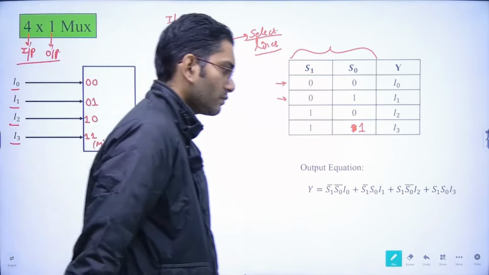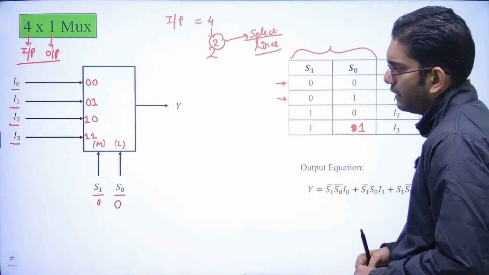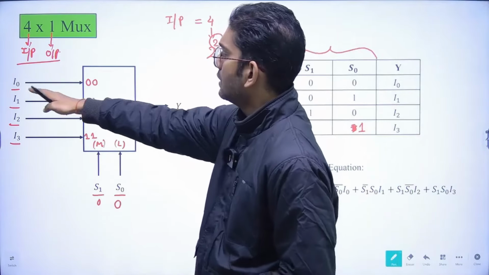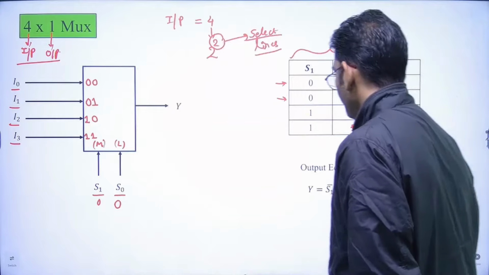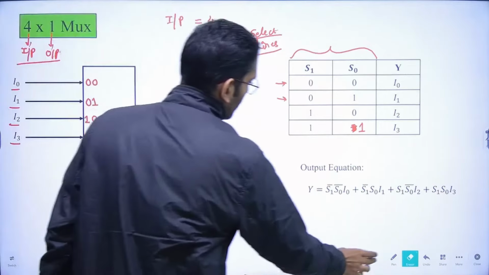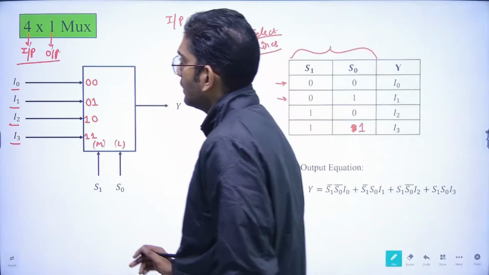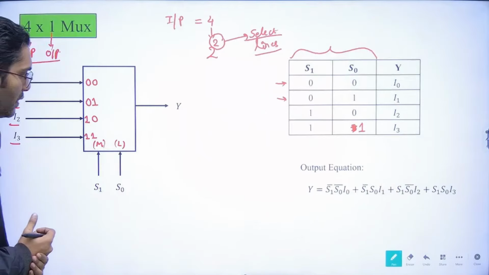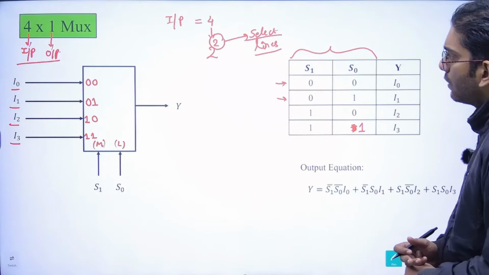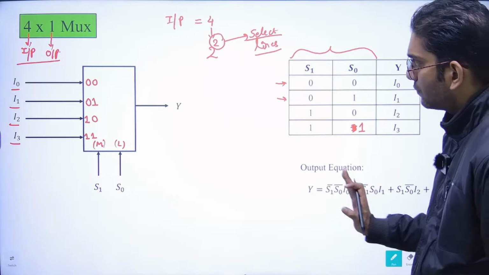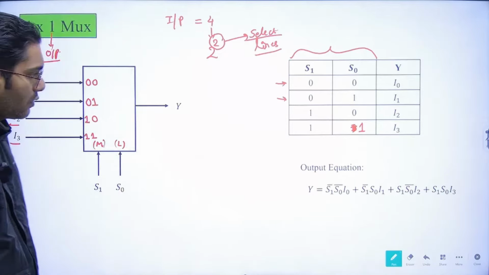So these are basically the possible combinations: depending upon the values of the select lines, these particular input lines would be passed or matched with the output. Fine. This is basically the functioning, or the working, of the 4x1 MUX. Based upon this, we can write down the output equation of this 4x1 MUX.